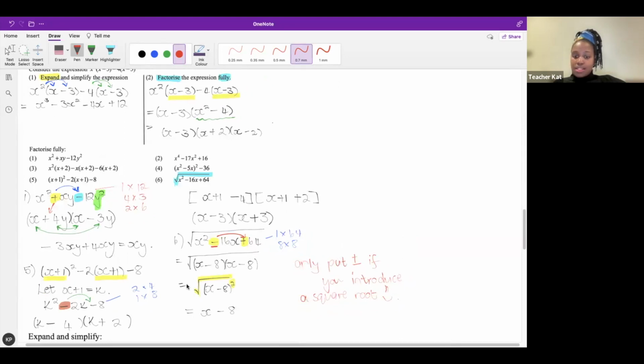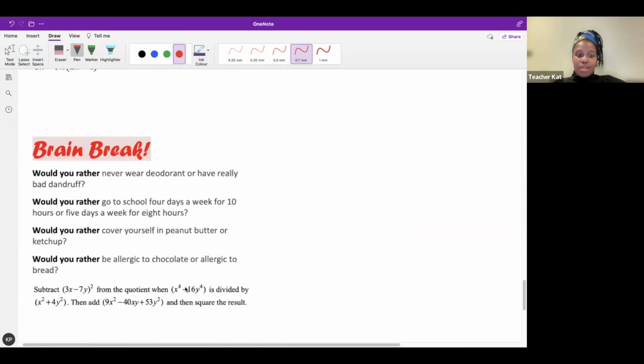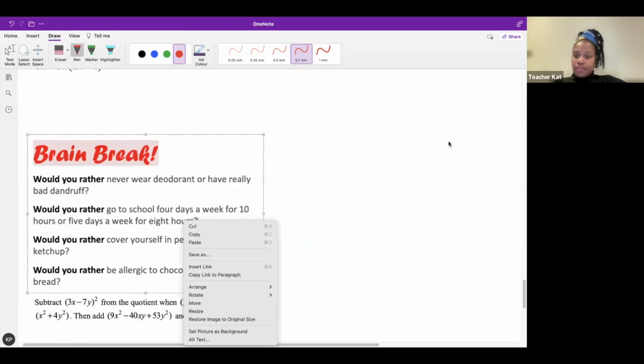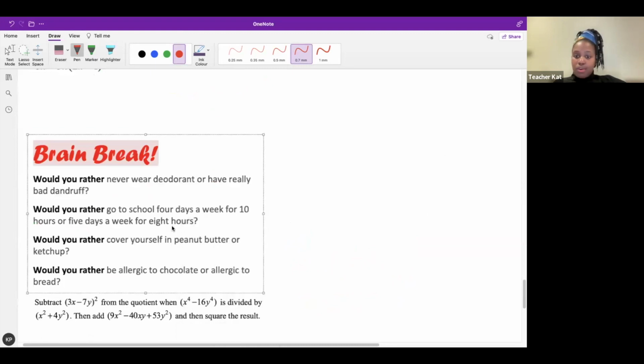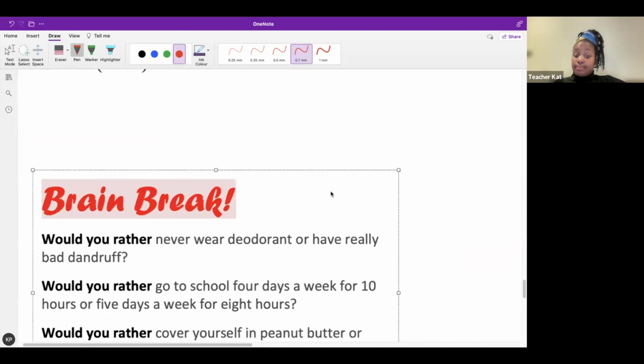There we go, Alice. All right, Alice, would you rather never wear deodorant or have really bad dandruff? Okay, this is both awful. You see, if you have dandruff, you can wear a wig. But deodorant is your wig. So if you don't have deodorant, you don't have your wig. So I guess bad dandruff. The itch under your wig, Alice.